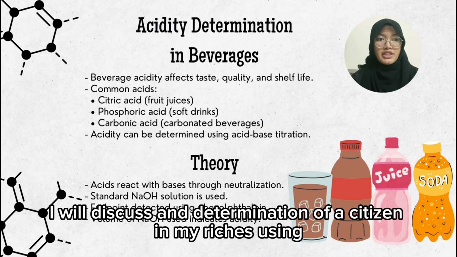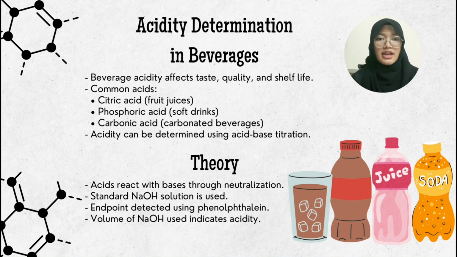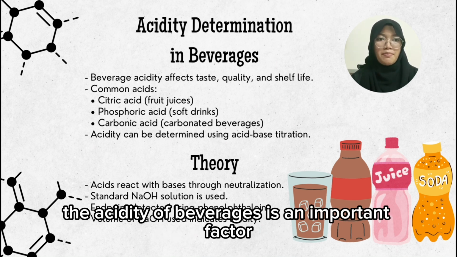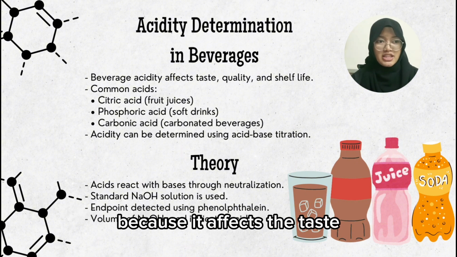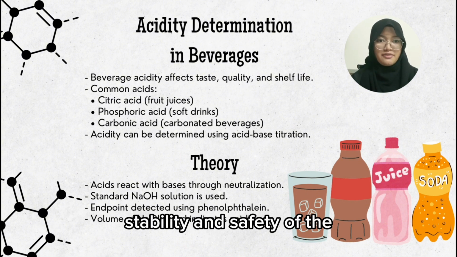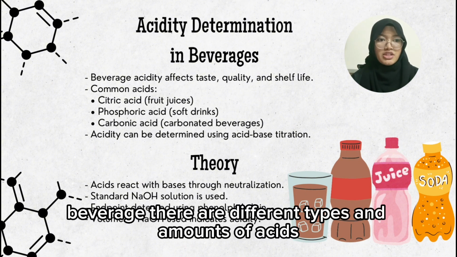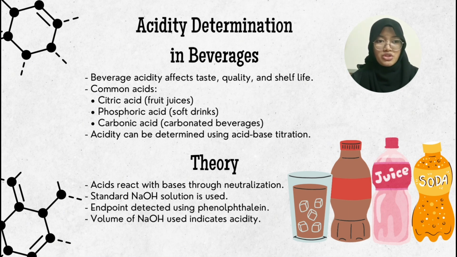In this section, I will discuss the determination of acidity in beverages using acid-base titration. The acidity of beverages is an important factor because it affects the taste, quality, stability, and safety of the product. Different beverages contain different types and amounts of acids. For example, fruit juices commonly contain citric acid, while soft drinks often contain phosphoric acid and carbonic acid.